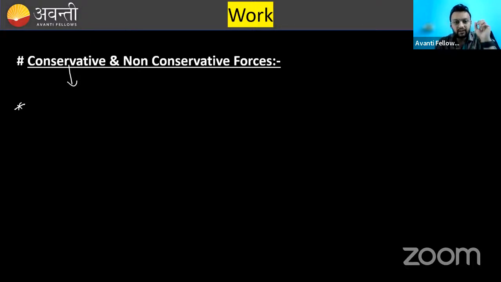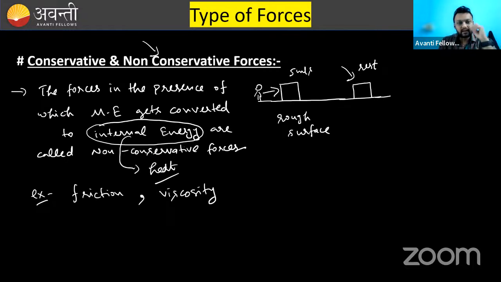Okay. There are some examples of conservative forces as well, like our gravitational force, is an example of conservative force. Another example of conservative force is electrostatic force.